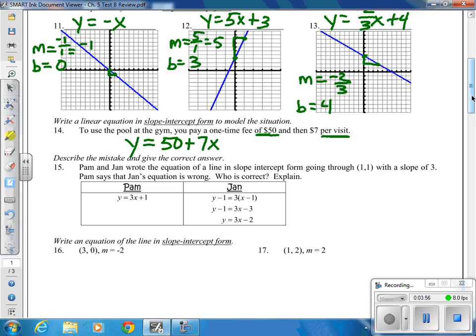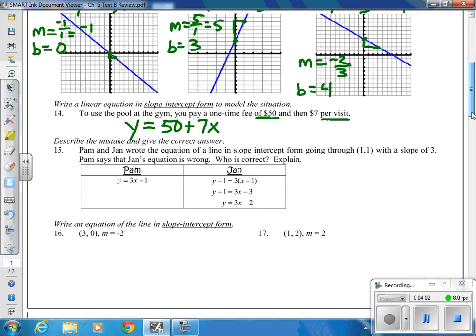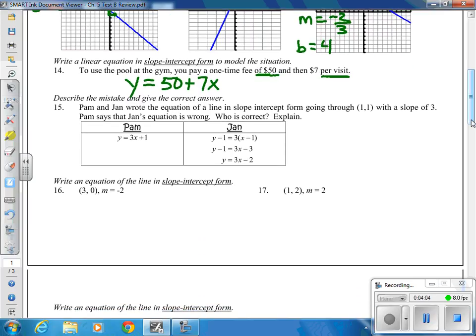Okay, for number 15, Pam and Jan both wrote the equation of the line in slope-intercept form, going through the point (1, 1) with a slope of 3. And Pam says that Jan is wrong, so we want to know who is right and explain how we know that. Well, if you look at both equations, both have a slope of 3, so that's not the issue. Jan used point-slope form, so let's double check and see that her work was right.